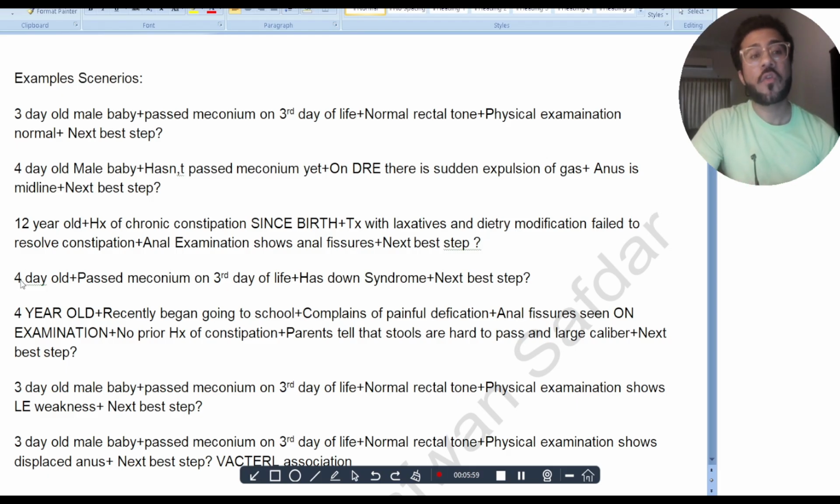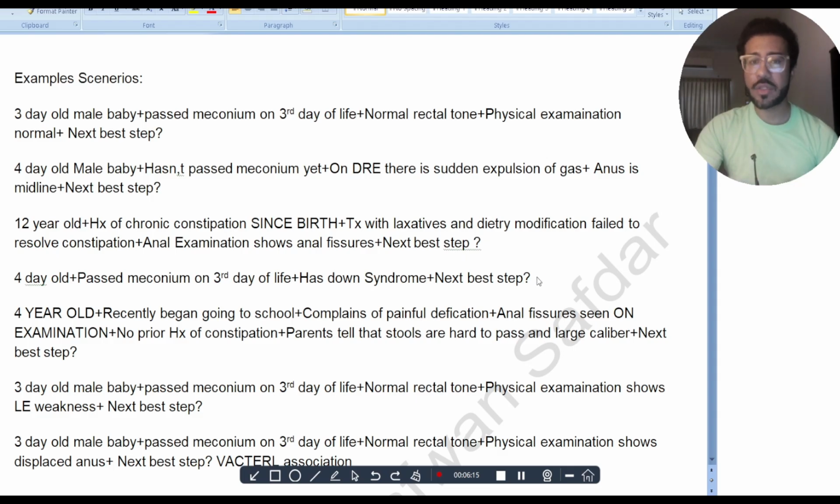4-day-old passed meconium on the third day of life. So this is considered delayed passage of meconium, has Down syndrome. Next best step. Obviously, he has Down syndrome. Down syndrome has a high association with Hirschsprung disease. So you're going to do a barium enema.